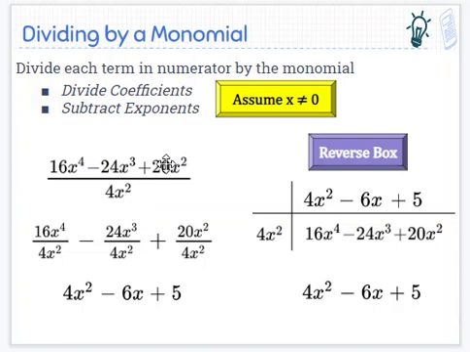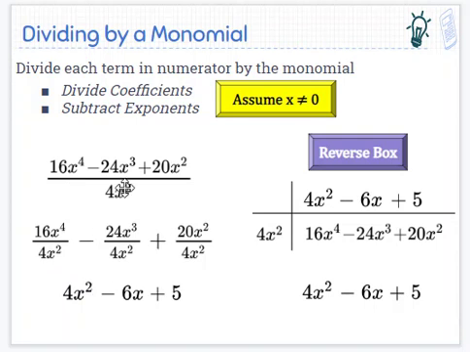Now, going back to this original problem, this is sort of like the heart method, where you make the heart. Now, in this case, it'll be 1, 2, 3. And then you split the heart into 3 parts. So 16x to the 4th divided by 4x squared. 16 divided by 4 is 4. X to the 4th divided by x squared is x squared. 4 minus 2 is 2.